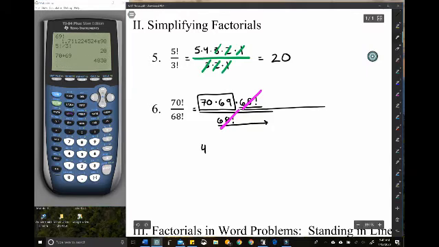And you get 4,830. So you can cancel out large chunks of factorials. Just write it down to the particular denominator or numerator that you have. Alrighty.